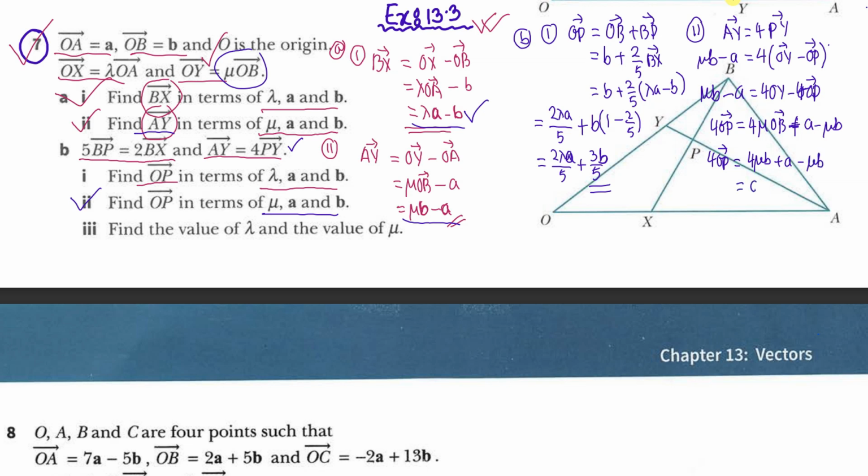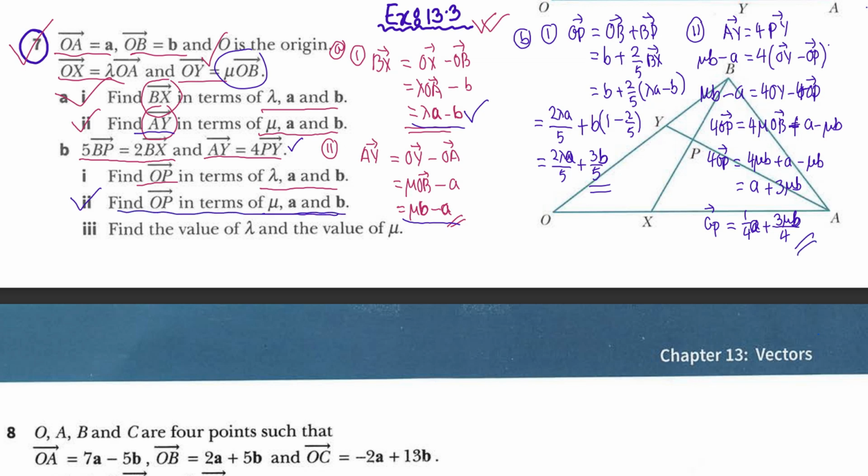So first write A, then B: 4 mu B minus mu B, which is 3 mu B, and make OP the subject. From there we can write 1 by 4 A plus 3 mu B by 4. So this is OP in terms of mu, and that is the answer of OP for the question.